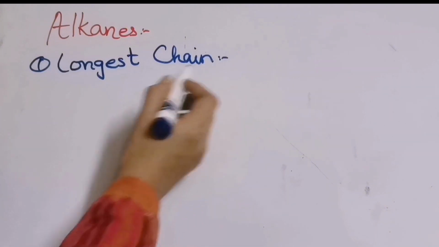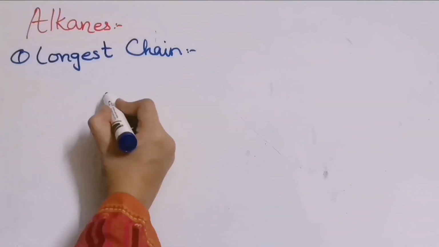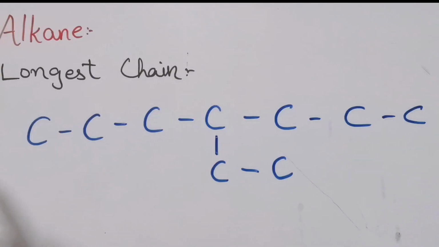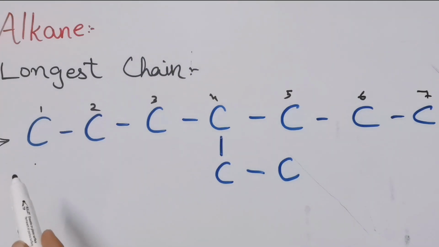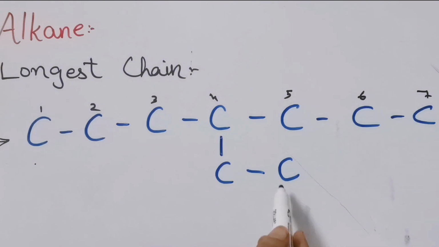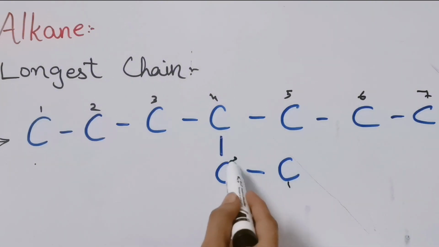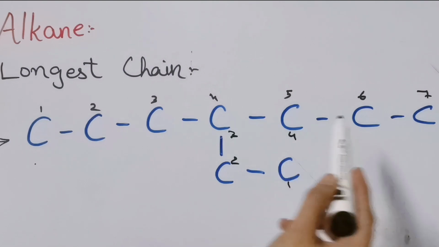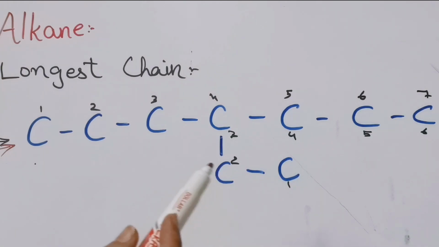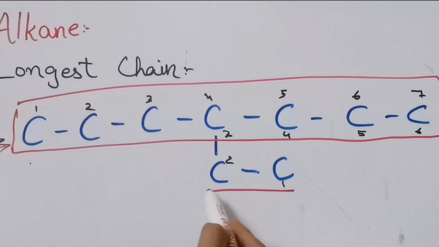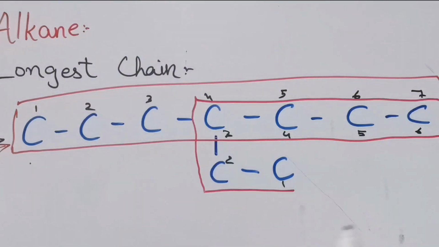Now, how will we select the longest chain? See over here, if we have this structure, and I start the numbering from here, this will be carbon 1, 2, 3. When I write the numbering from this side, it becomes a 7 carbon chain. And if I start the numbering from this side, then 1, 2, 3, 4. Now see, when I started the numbering from this side, how many carbons were there in the chain? These were 7 carbons. And when I started the numbering from the other side, it was a 6 carbon chain.